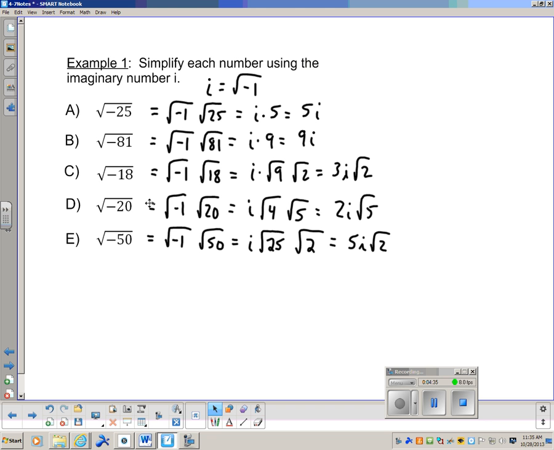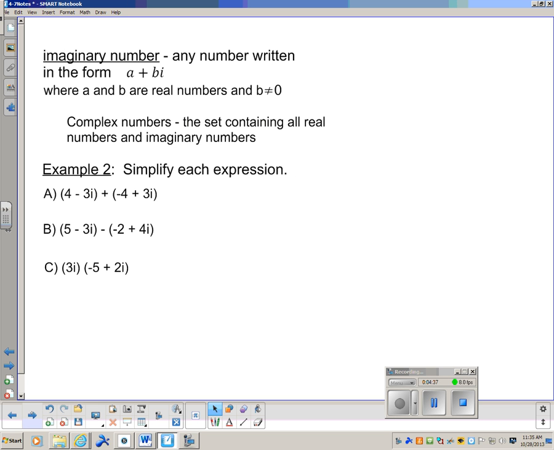So that's simplifying those and breaking those down. So an imaginary number is any number that can be written in the form of a plus bi, where a and b are real numbers and b is not equal to 0. So complex numbers is a set containing all real numbers and imaginary numbers. So it's a bigger set.